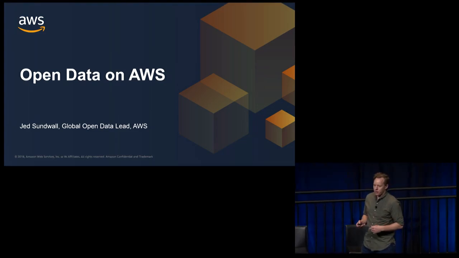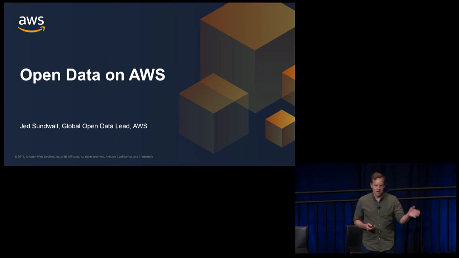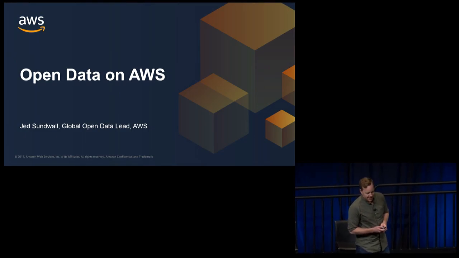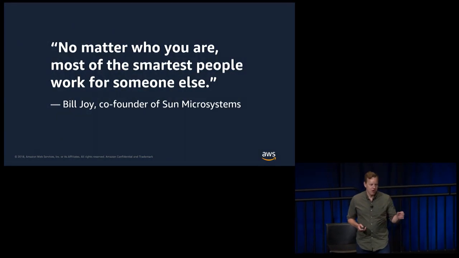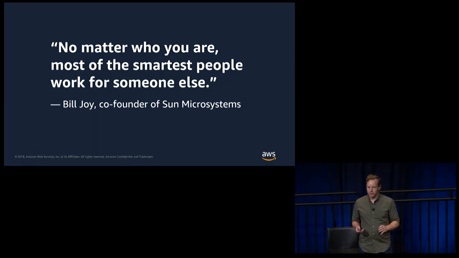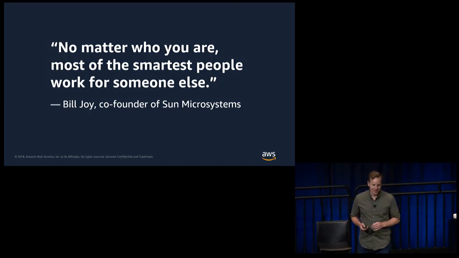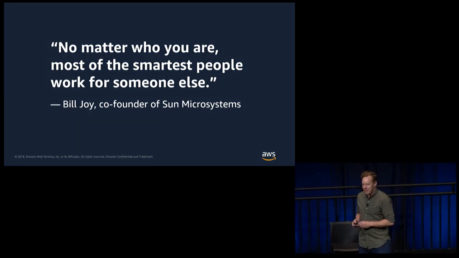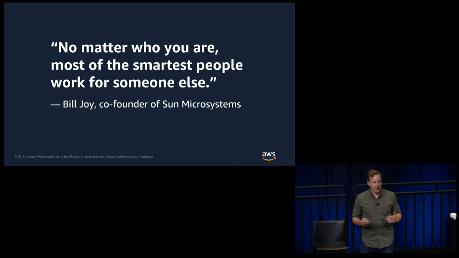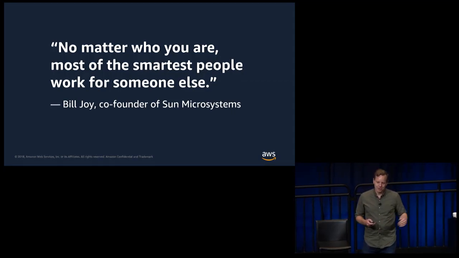I'm going to share a couple of quotes that explain why we do this, and that help frame the way that we approach sharing data and working with data in the cloud. This first quote is from Bill Joy, the co-founder of Sun Microsystems, and he said this in relation to open source software. He said, no matter who you are, most of the smartest people work for someone else. What he was saying was that if you can open up the code that you're working on and make it accessible to more people, you get access to more smart people out there in the world.